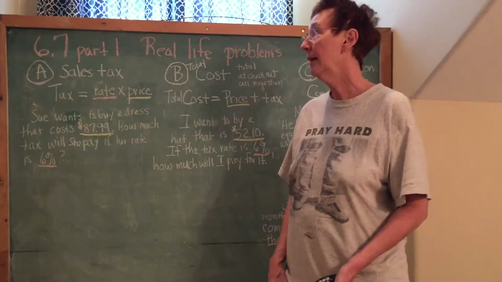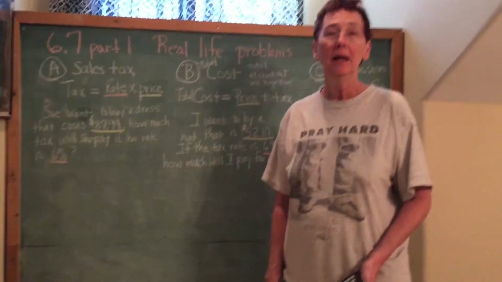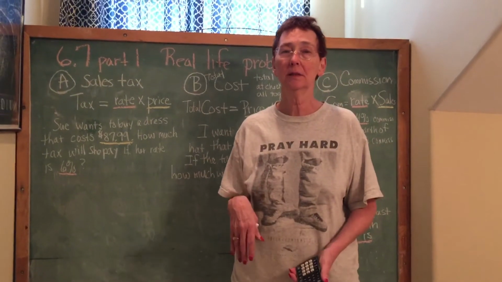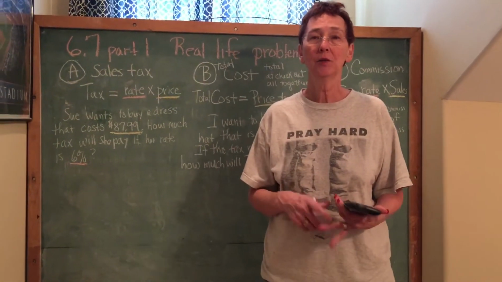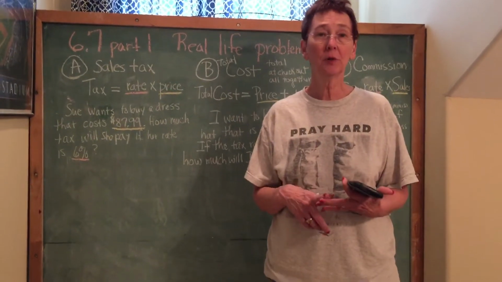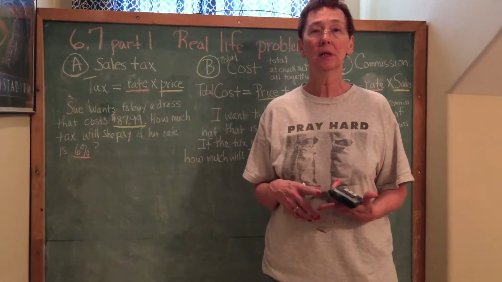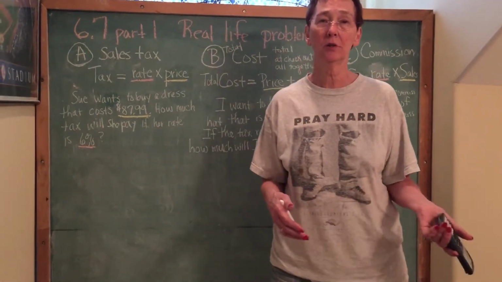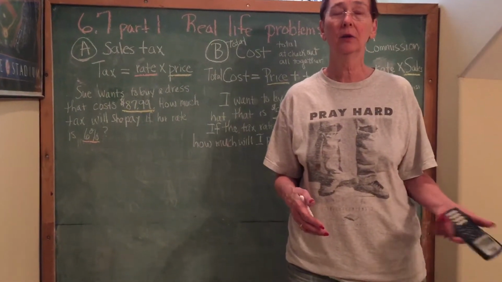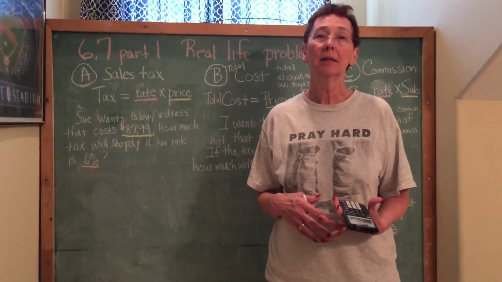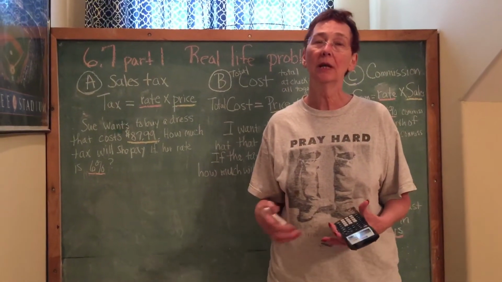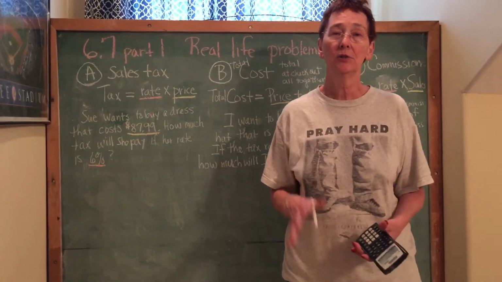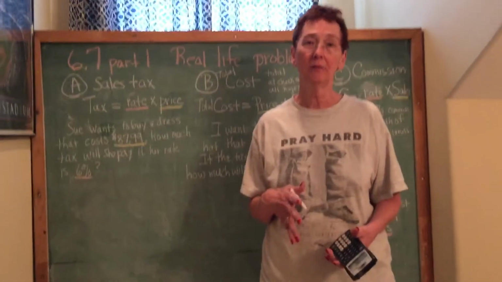Hi, we're going to talk now about 6.7, and this is going to be divided into three parts. Part 1 is going to talk about taxes and the total price at the register and your commission. Part 2 is going to talk about if something's on sale, how much would you take off and how much would it cost you at the checkout counter. And then Part 3 is going to talk about simple interest and how to find the percent of increase or the percent of decrease. So that's the three parts for 6.7.